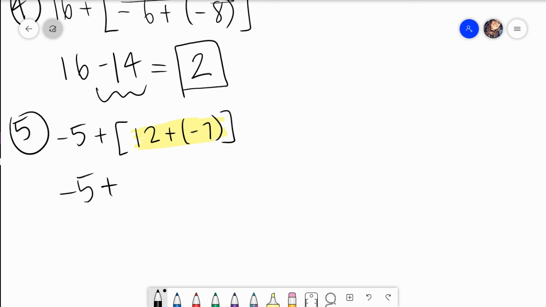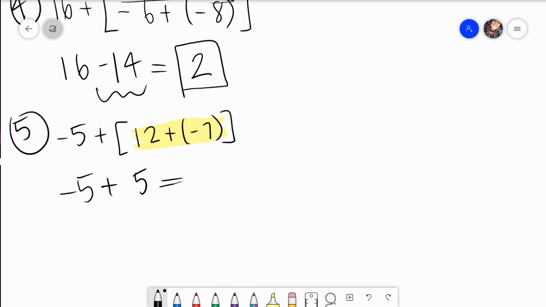Now let's look on the inside of the parentheses. If I do a 12 and a -7, I'm adding them together. Their signs are different. So what I do is subtract. And then if you subtract those two numbers, you get 5. Keep the sign of the larger. That would be my +12. And so it is a +5.